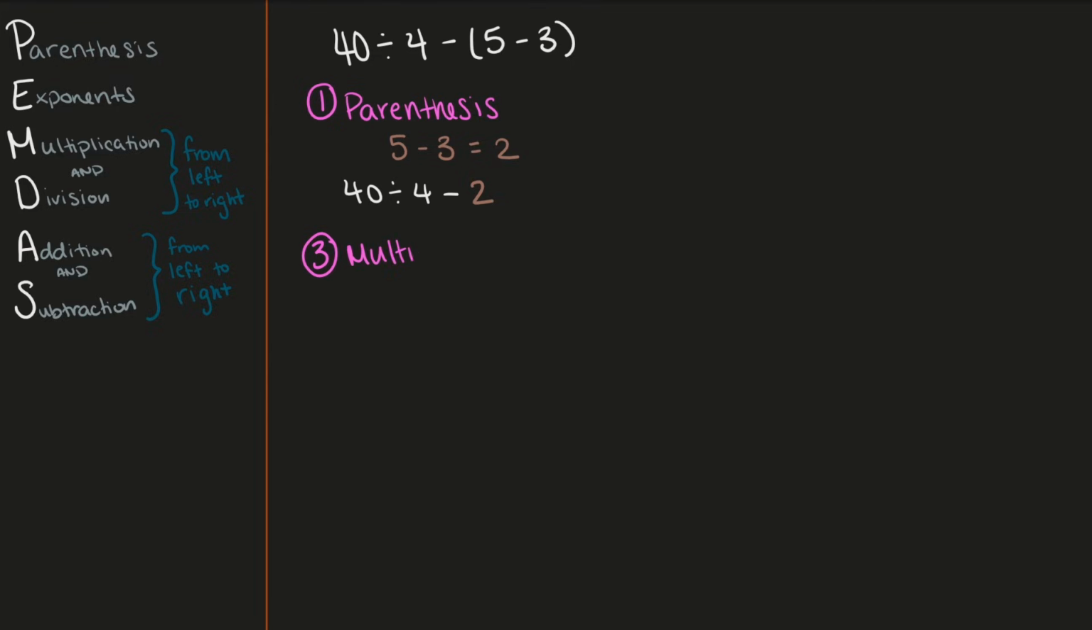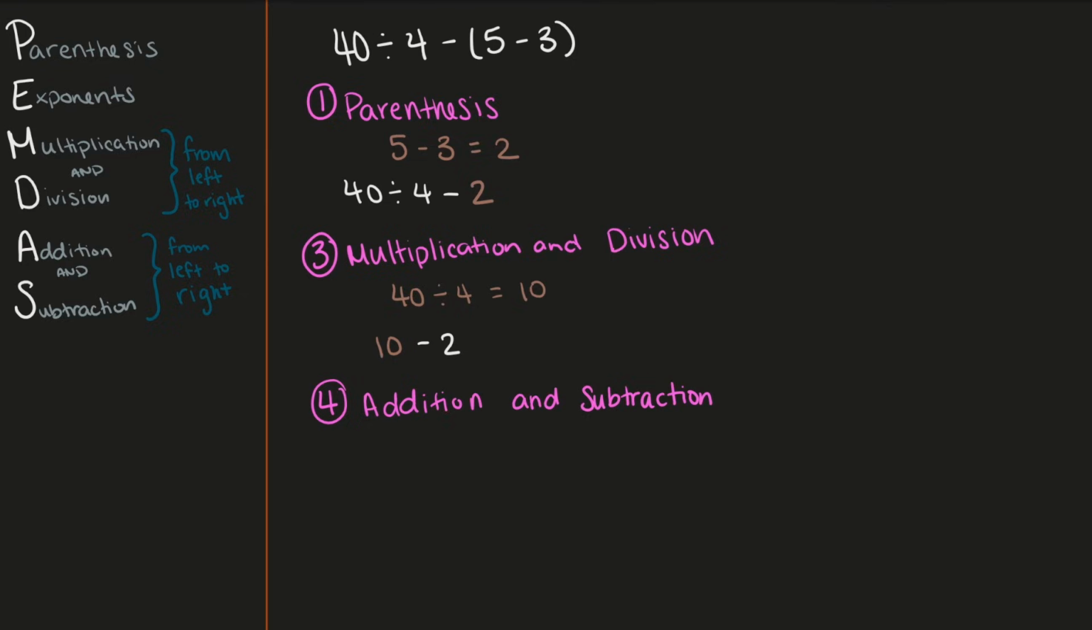Next, we have multiplication and division from left to right. Moving from left to right, we have division, so we're going to start with that. 40 divided by 4 is equal to 10, so now we have 10 minus 2, and we don't have any more multiplication or division, so we can move on. Then we have addition and subtraction from left to right. Going from left to right, we have 10 minus 2, which is subtraction, and that's equal to 8. We don't have any more operations, so this expression is equal to 8.